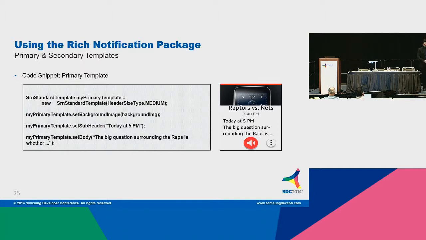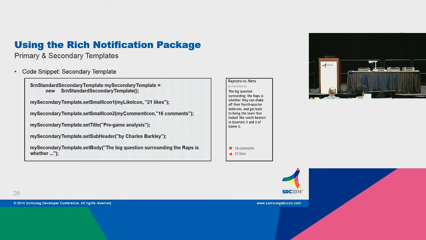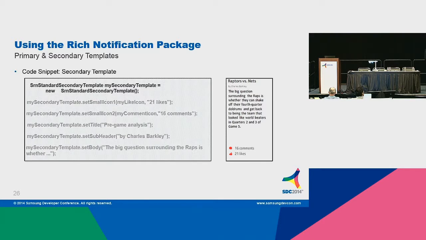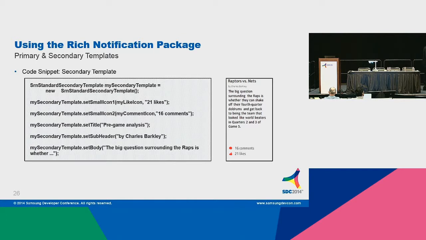So here's the code. If you want to get a rich notification, something like this, then all you have to do is use the standard template with header size medium and set the associated content. And then all you have to do is, with your rich notification, call the API set primary template and send the notification. It is that easy. Similar for secondary template. You use the standard secondary template and you write the code associated content, and again you use set secondary template.